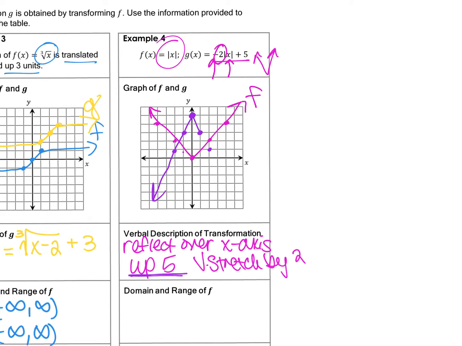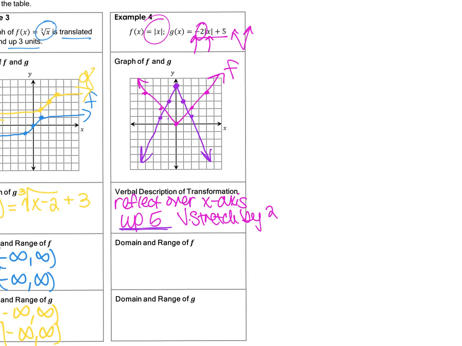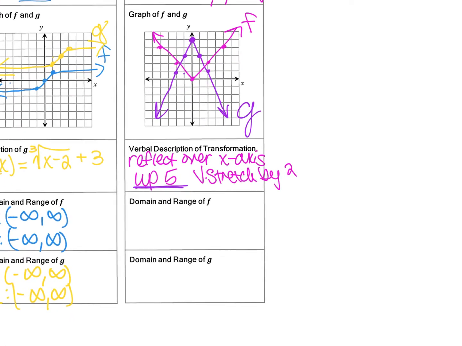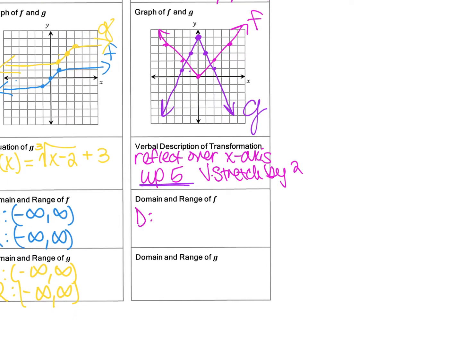So always shift the 0, 0 point based on your left and right translations, and then you can worry about the reflection and the stretch or the compression. All right, so that's our f. Domain is all real numbers. Notice the arrows are continuous to the left and to the right. The range, however, is not all real numbers, because if you look at it, it's everything greater than or equal to 0, or you can put 0 to infinity.